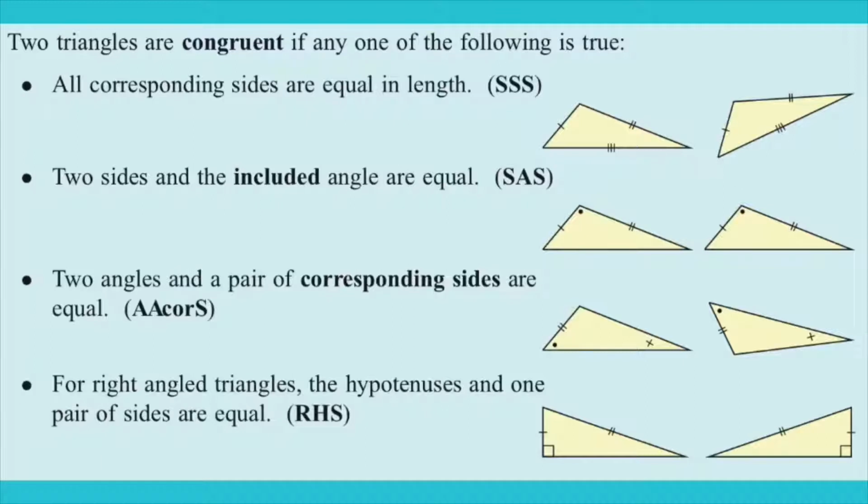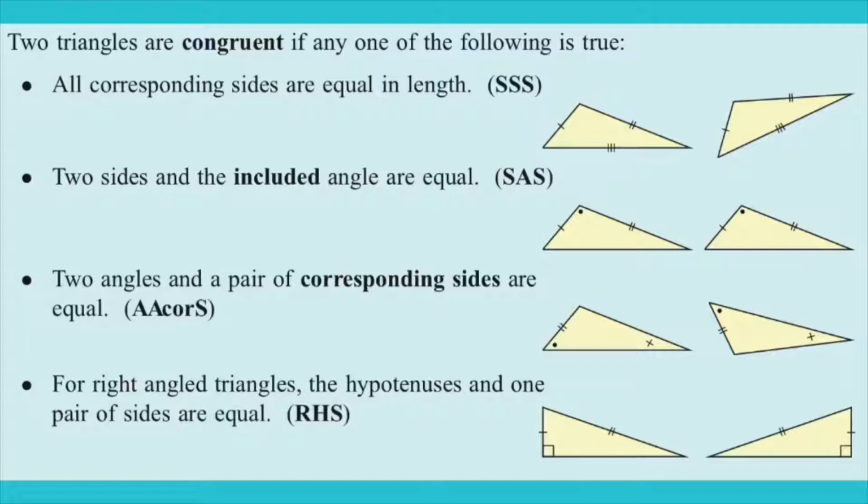The second instance, two sides and the including angle are equal, so we can abbreviate it to SAS, which is side, angle, side. So here we see that this corresponding side with this one here is equal, the including angle should be equal, and then the second corresponding side should also be equal. That would produce two congruent triangles.